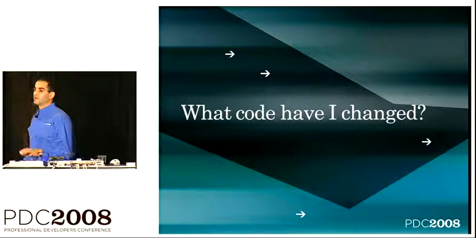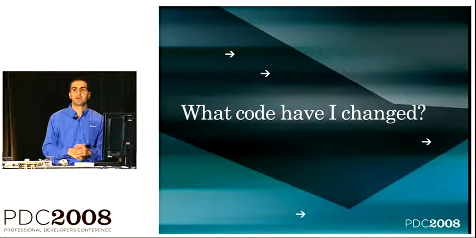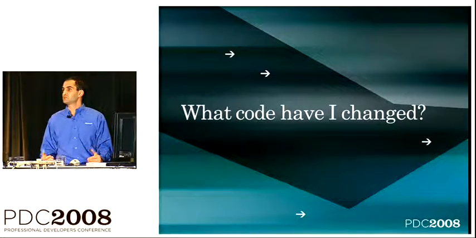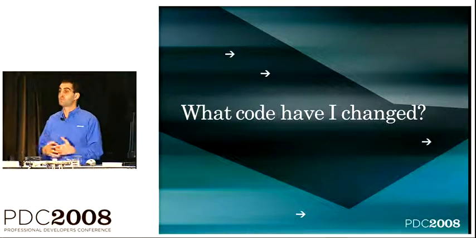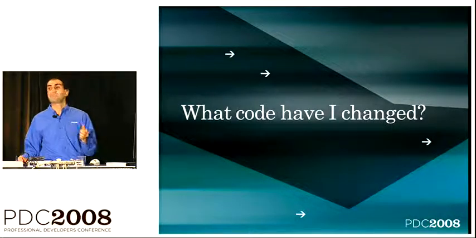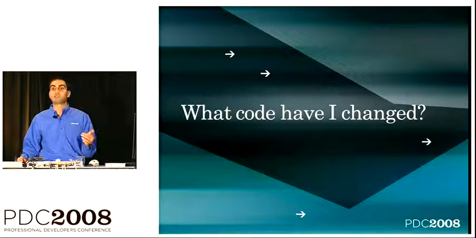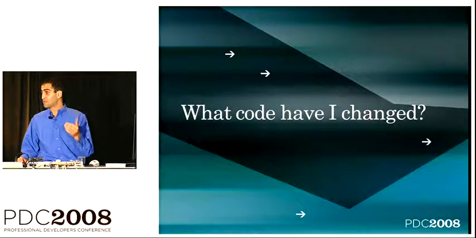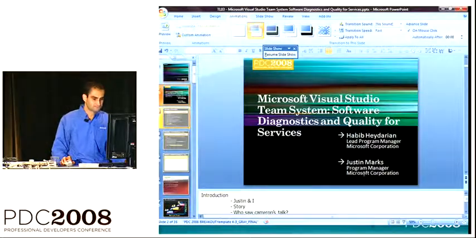Another scenario that comes up quite regularly is, what code have I actually changed? And you can certainly use tools like diffing, or you can scan through your code to figure out what you've changed. But with the impact analysis feature in VSTS 2010, we provided the ability to actually see what the exact method is that you've changed. I'm going to go back to the IDE.